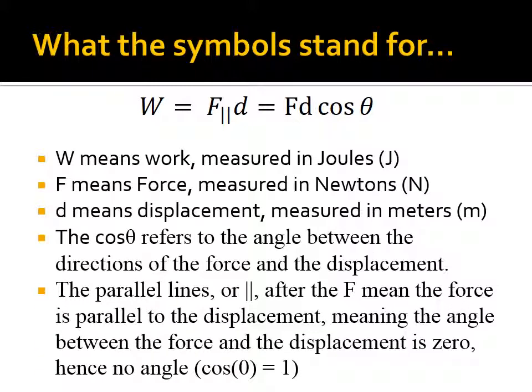Those parallel lines after the F mean the force is parallel to the displacement, meaning the angle between the force and displacement would be 0, hence having no angle. And then cosine of 0 would be 1, so it's like the cosine isn't even there. That only works when you're pulling perfectly parallel.